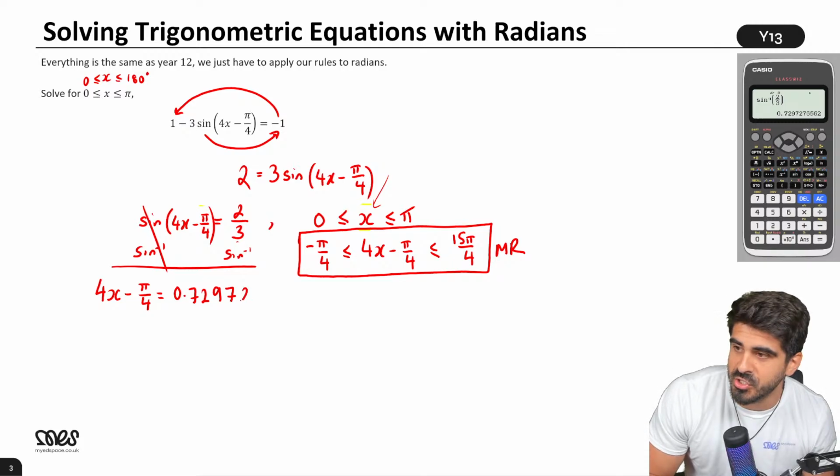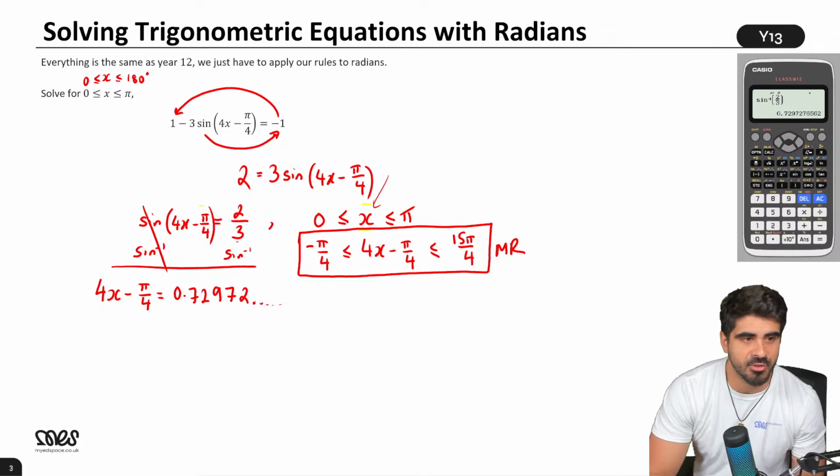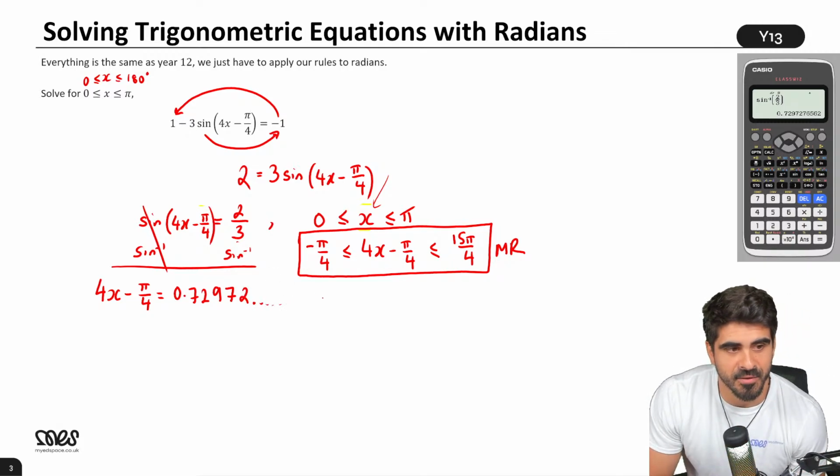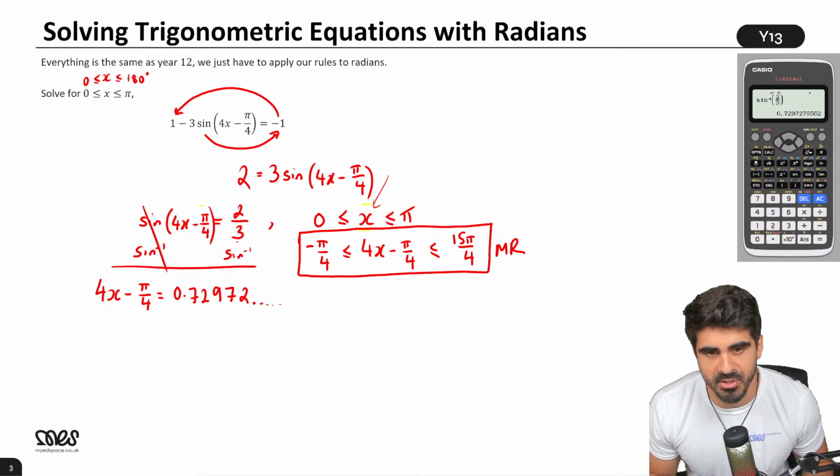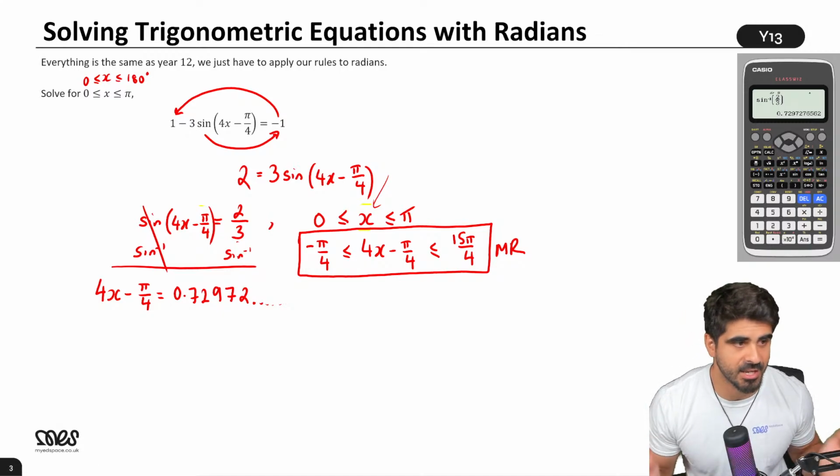Guys, you need to store these values to keep them accurate. Because in radians, you're dealing with pi, right? So you've got all these irrational numbers. You want to keep it as accurate as possible. You want to store it.